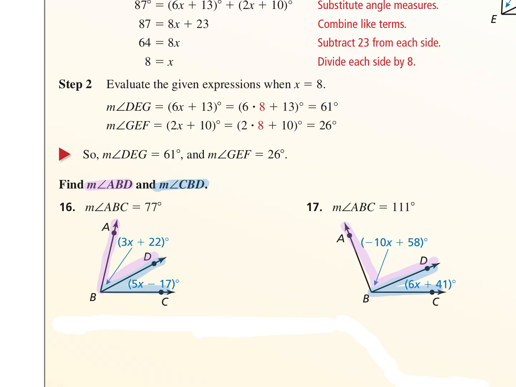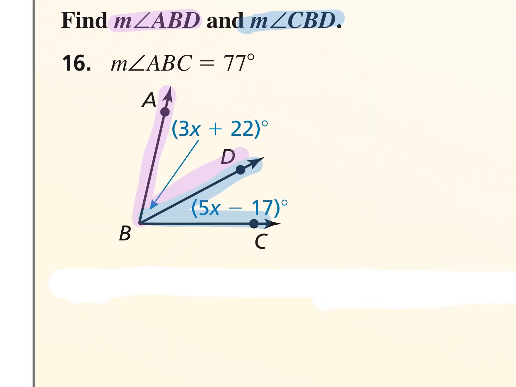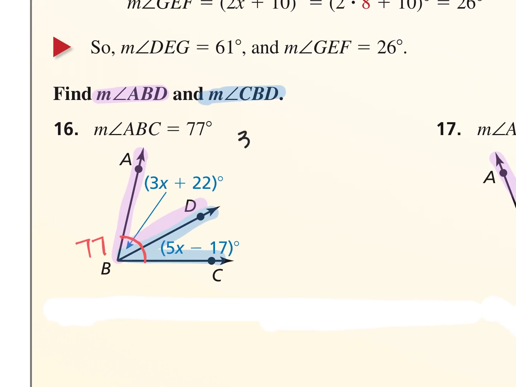So they're giving us information. So looking at number 16, they're giving me ABC, so that's this entire thing, is 77. Make that a little thicker. And now I have to solve for x because I'm trying to find my two angles. So solving for x, I'm going to go ahead and add. I'm adding these. So I'm going to have 3x plus 22 plus 5x minus 17 equals 77.